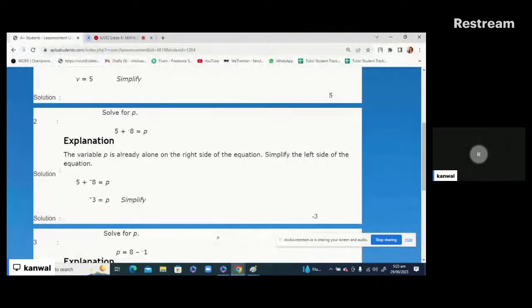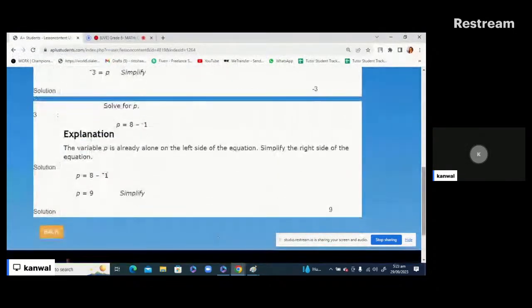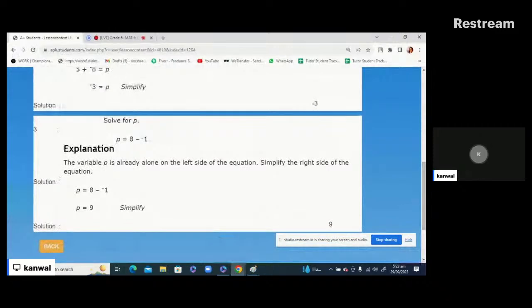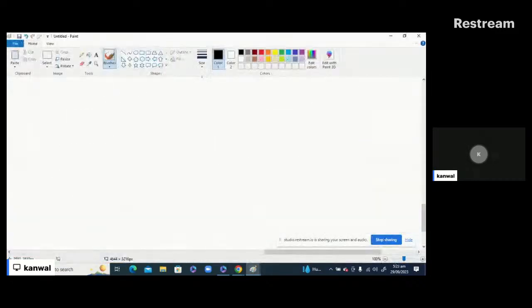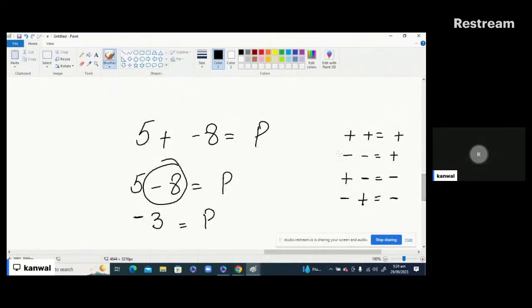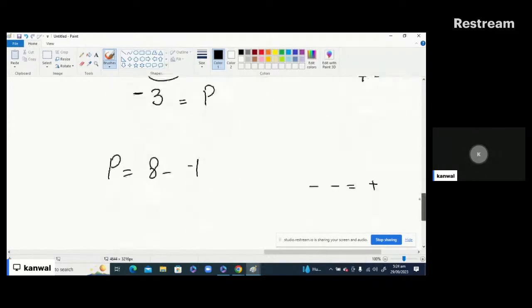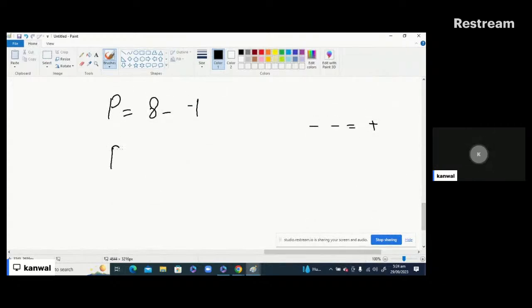Okay, let's solve the next. P is equal to 8 minus into minus 1. Look at here, now there are two minus signs. What does it become? Plus. So p, 8 plus 1 is 9.